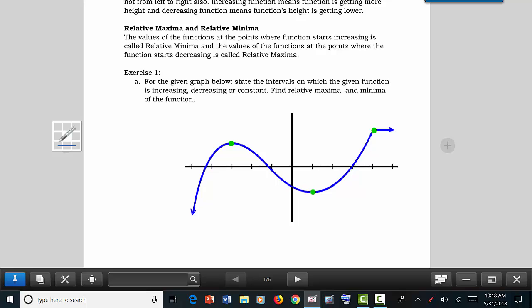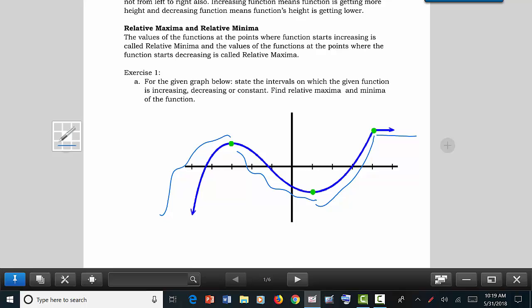So here if you notice, the function is increasing here, and after that until here it starts decreasing, and from here again it starts increasing, and from here it remains constant. So basically for those things we have to write in interval notation. You guys already know interval notation, that means we are talking about the domain, or we are talking about x.